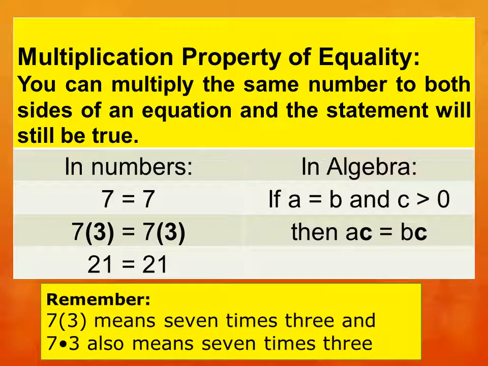Remember that 7(3), 3 enclosed in parentheses, means 7 times 3, and 7 · 3 also means 7 times 3. In algebra, we will not use x as a symbol of multiplication because x can be used as a variable. So, in order to lessen the burden of the students, in order for them to really understand the topic, we will not use x as a symbol of multiplication. Instead, we are going to use the parentheses or the simple dot.